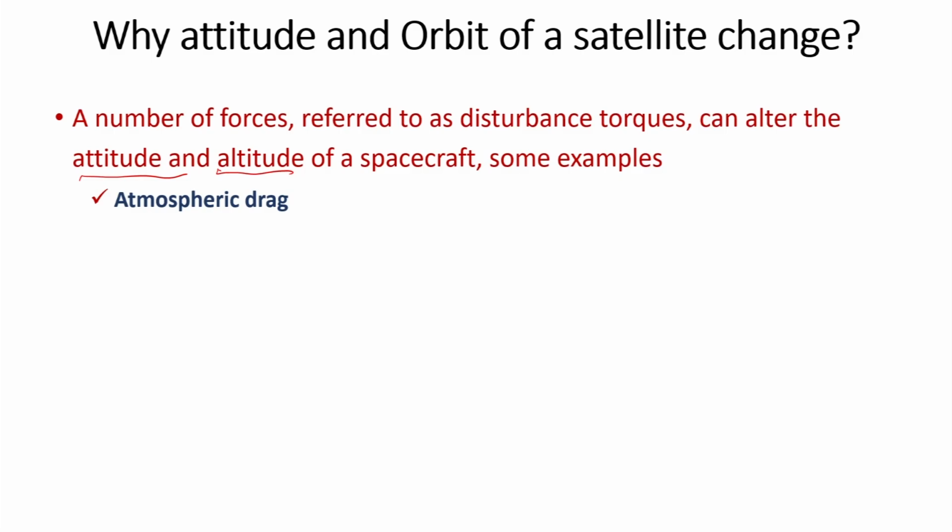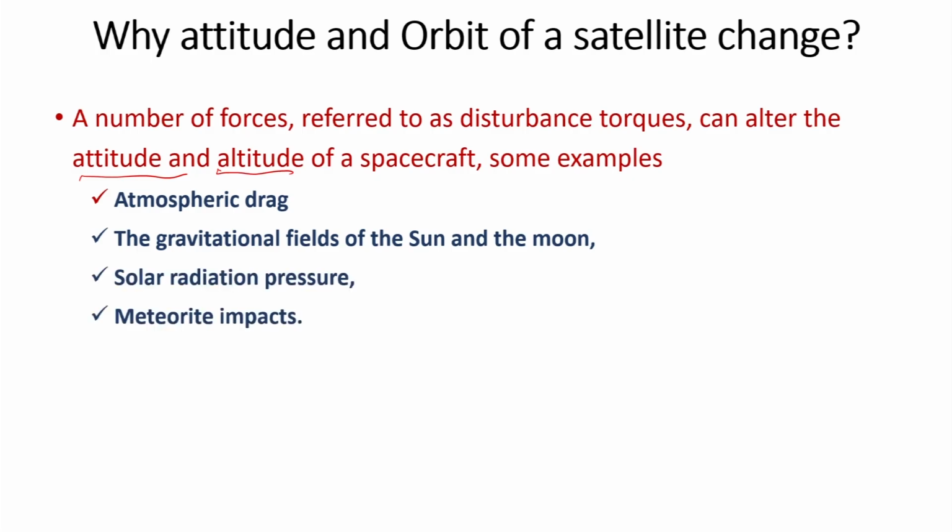So, these are some examples we already know: atmospheric drag, then the gravitational fields of the sun and the moon, then solar radiation pressure, then meteorite impacts. These impacts can also generate some torques, and it can deorbit the satellite.